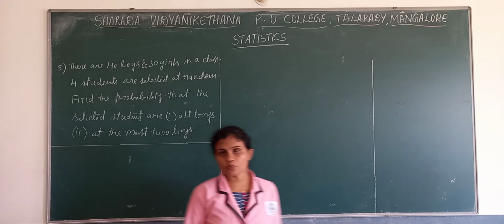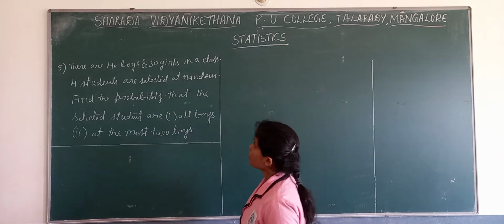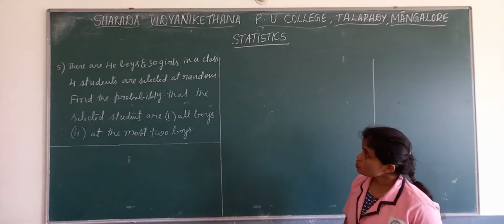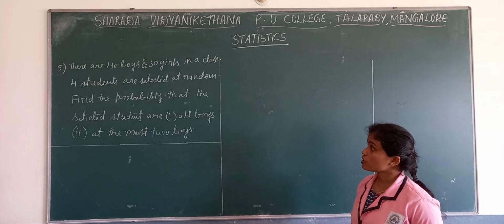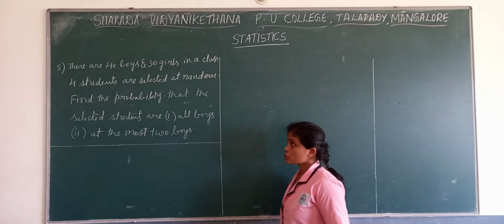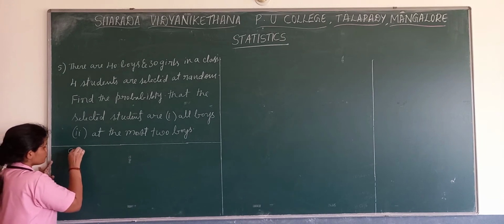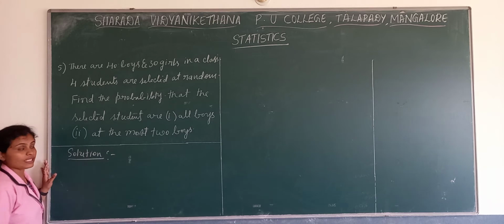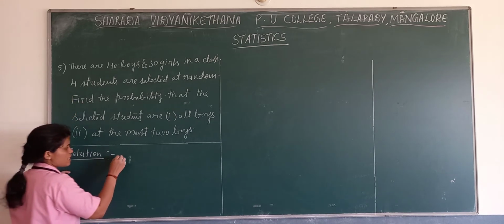Now we'll see one more problem. Now see the fifth problem. There are 40 boys and 30 girls in a class. 4 students are selected at random. Find the probability that the selected students are all boys and at most 2 boys. Again the question is about boys here. Now firstly we'll write what is the value of n here. How many students are selected? Randomly 4 students are selected.